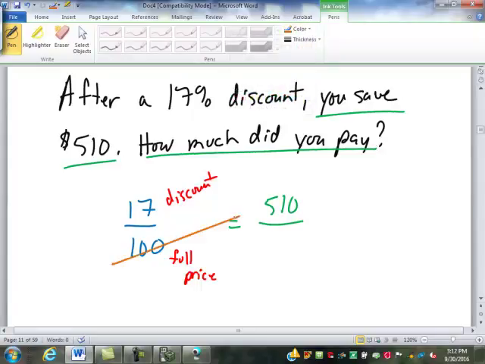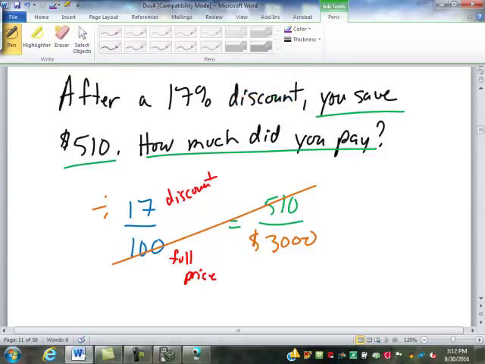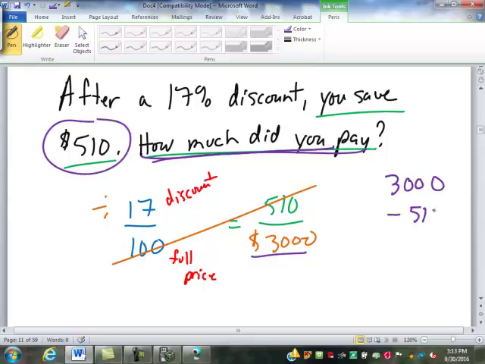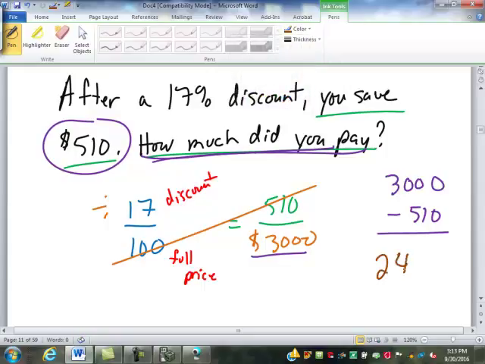So we can cross multiply and divide. 100 times 510 divided by 17 should be $3,000. You look confused. You okay? Okay. So $3,000 is our full price. How do we get our answer from that? Well, after the discount, we would have paid the full price minus what we saved. So this is going to give us $2,490 is the amount we paid.